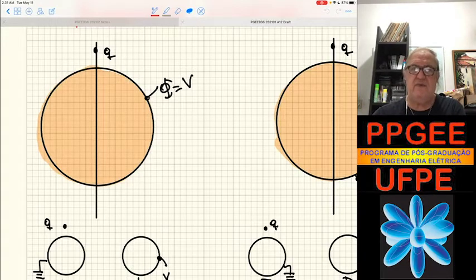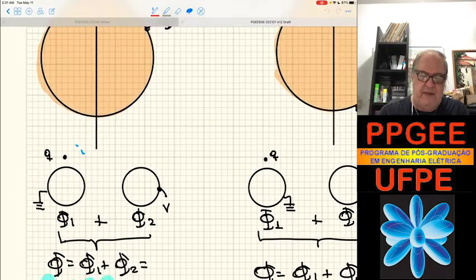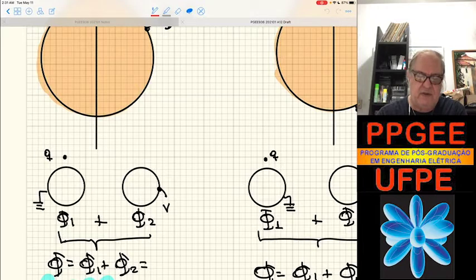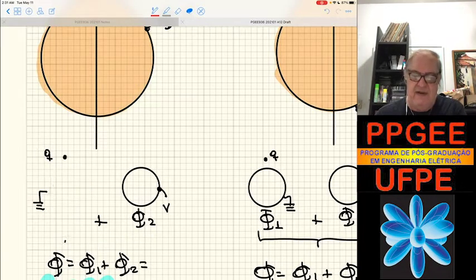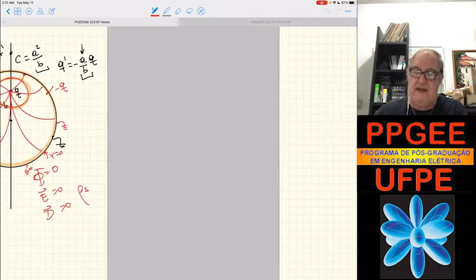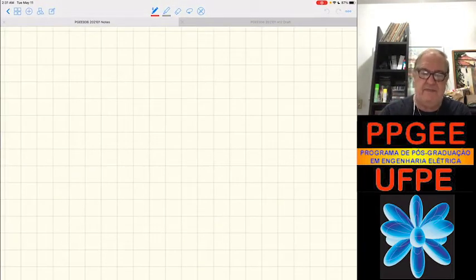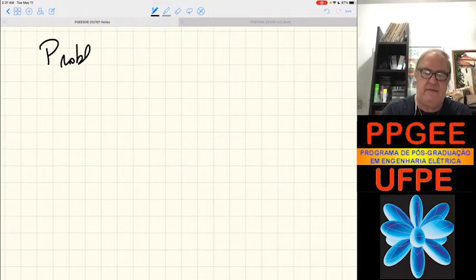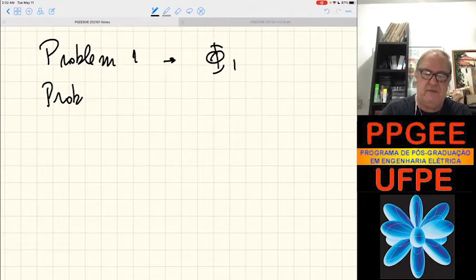Well, we solve two different problems. First, we solve a problem in which the potential is that due to a point charge and a grounded sphere. That's called the solution phi 1. Then we have a separate problem in which there is no point charge, and the potential on the surface is V. So let's see how this works. We solve the first problem. Problem 1 gives me a solution phi 1. Problem 2 gives me a solution phi 2.